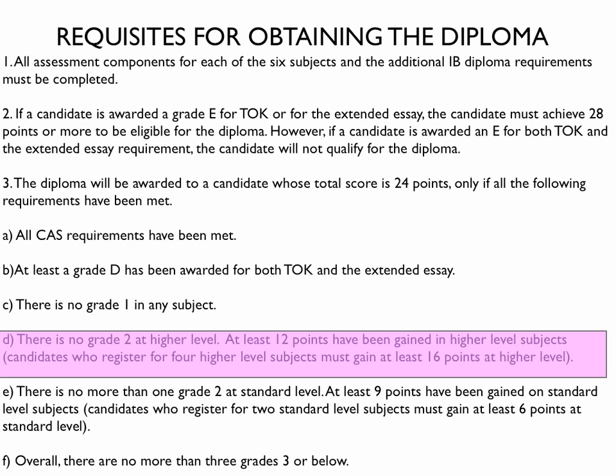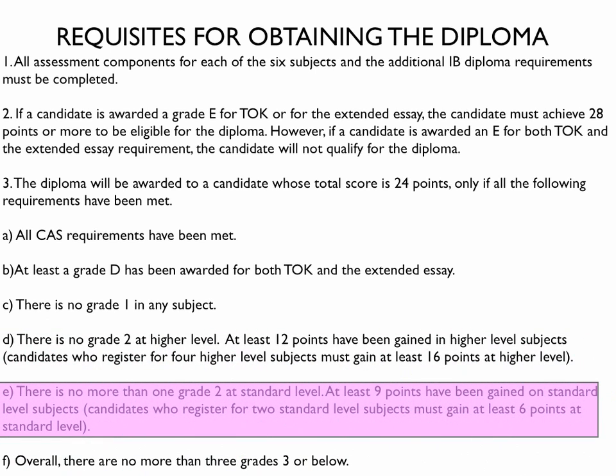If you have a 3 in biology, what does that mean? It means that you can have a 3 in biology. However, in your other subjects, English and Spanish, you have to have higher grades so as to reach 12 points. So you need a 5 in Spanish, a 4 in English, and a 3 in biology, and you can still get the diploma. Okay? Candidates who register for 4 higher level subjects and 2 standard level subjects have to have at least 16 points at higher level. So basically you need a 4 for all the higher level subjects.